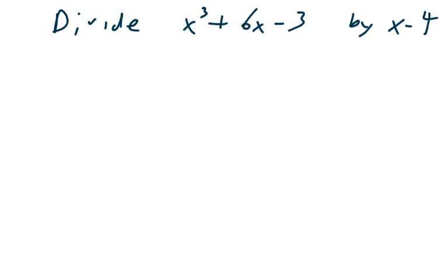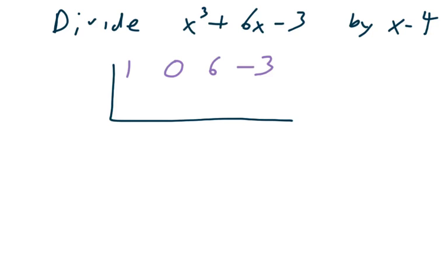Alright, we're going to start out this lesson with dividing using synthetic division. Now inside the division is going to be 1, 0, 6, and negative 3. And the reason why we have the 0 in there is because we need one for each of the terms. And 4 goes on the outside because this is x minus 4.